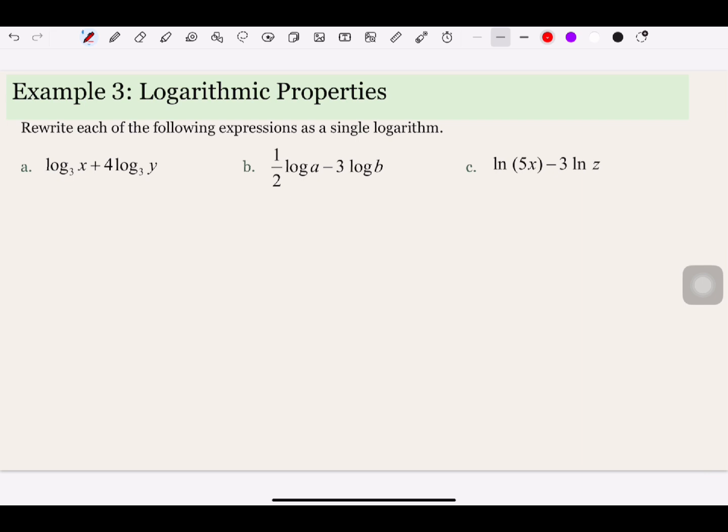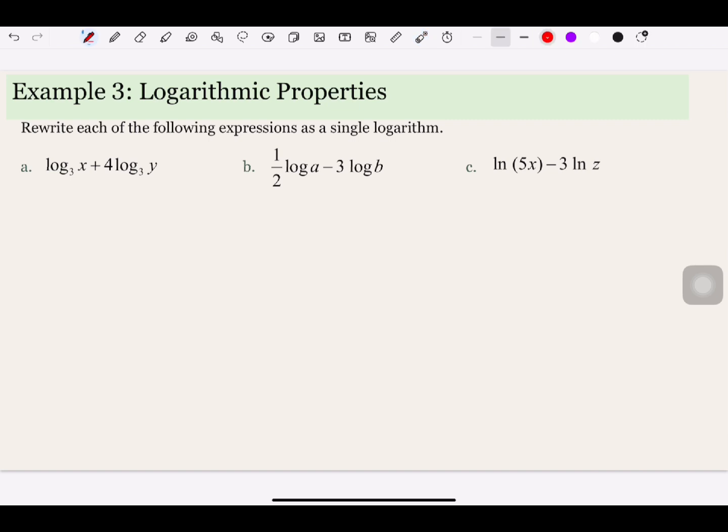Okay, example number 3. Here also you have to use the properties of logarithms, but in a reversed way, because you have to write all these expressions as a single logarithm term. First of all, I noticed in the first example I have the same base, which means we can apply logarithmic properties. First, you have to move this 4 inside this log term.